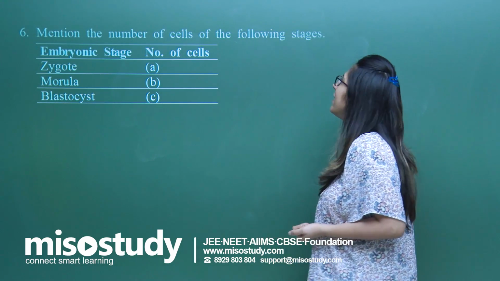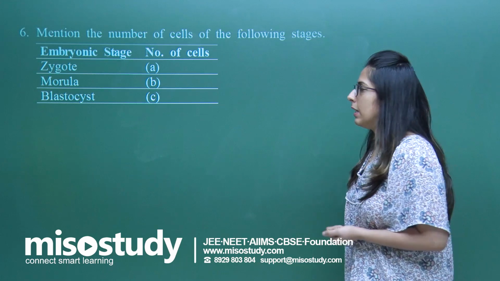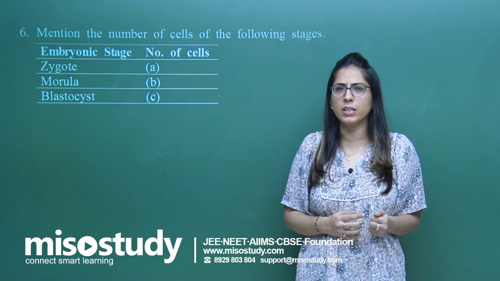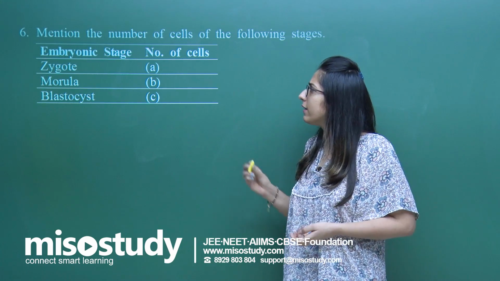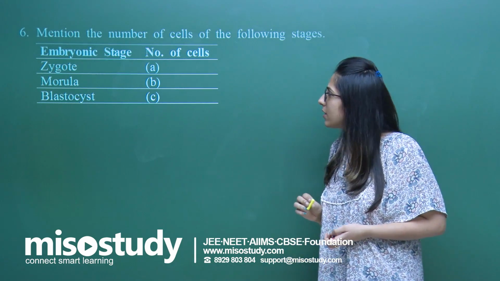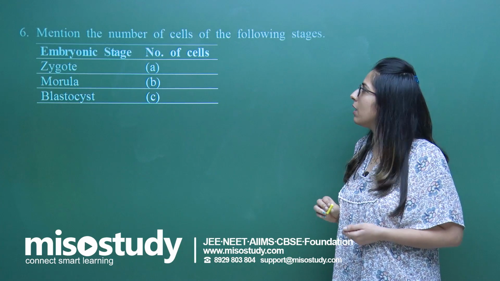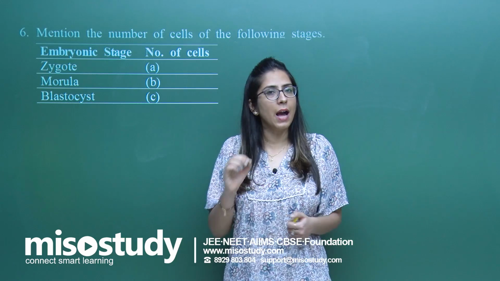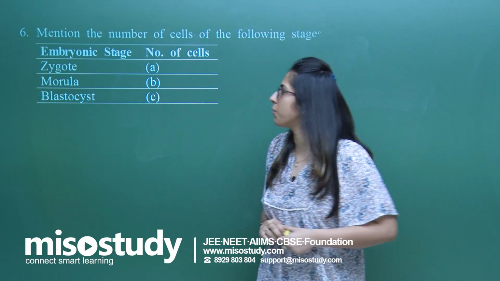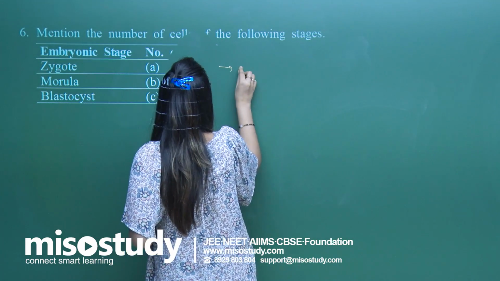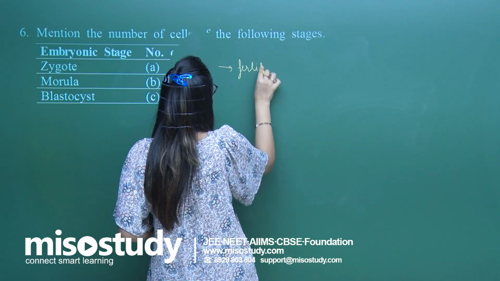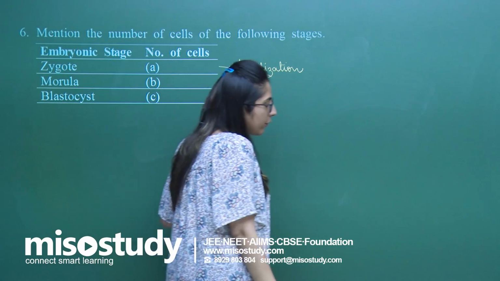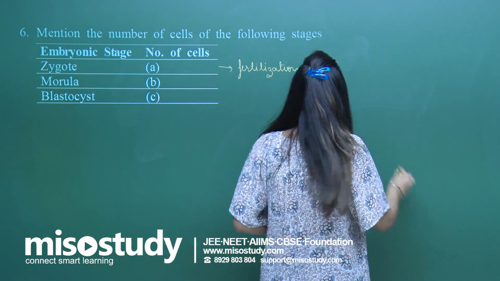Mention the number of cells of the following stages. Now, a very good question. These are all questions from some previous year CBSE papers, in which they have given certain stages, and we have to explain the number of cells. Now, first of all, they have asked about a zygote. Now, tell me one thing, how is zygote formed? Zygote is formed because of fertilization.